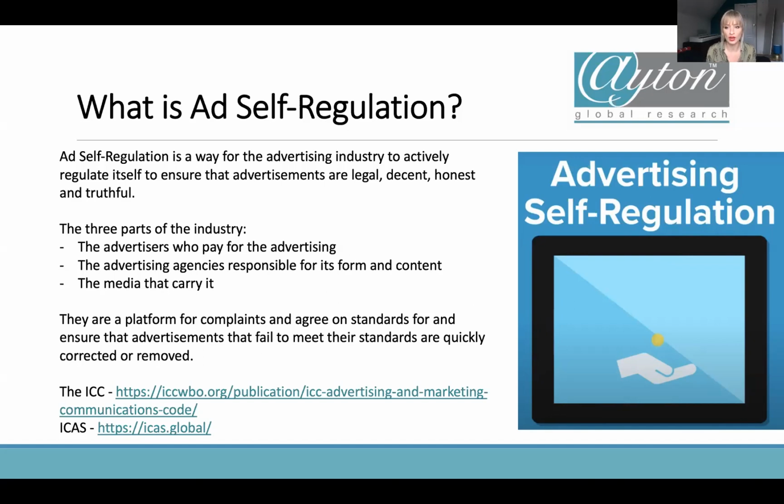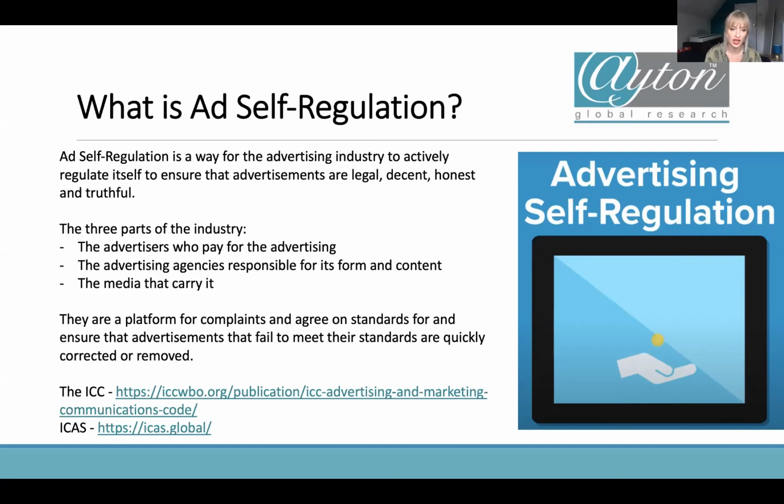So people that should be aware of this are any advertisers who pay for the advertising, the advertising agency, which is responsible for its form and content, and the media that carry it. Often it's the brand that is in charge of all of the content and who is paying for the advertising. But sometimes people use third parties as well. And even if you're a third party advertiser, you need to be aware of it, because if you're putting those adverts out there, you fall under the eye of the ad self-regulation.